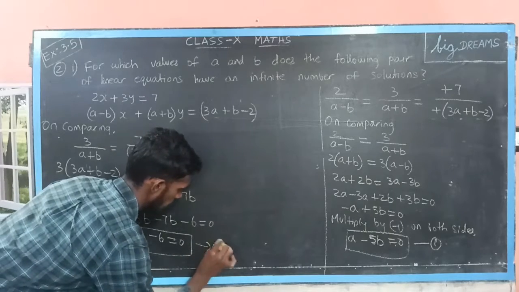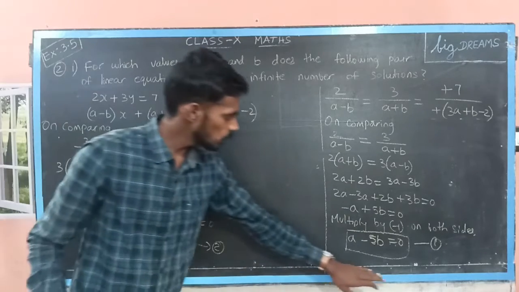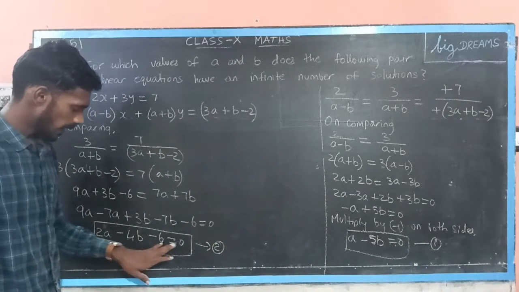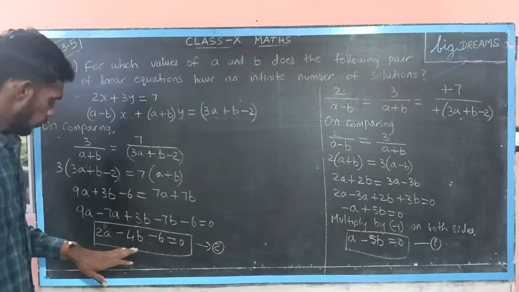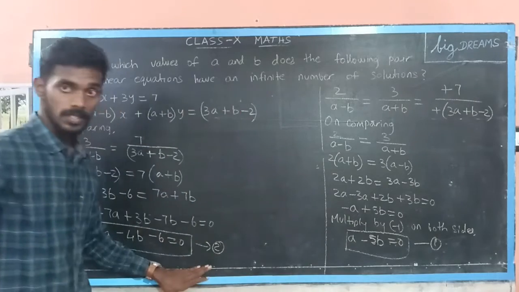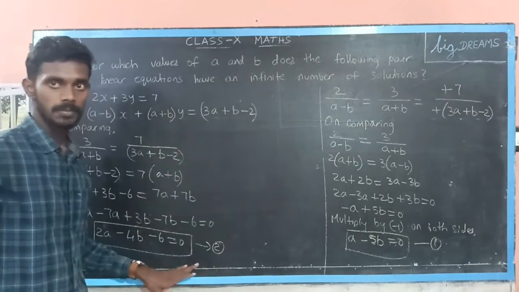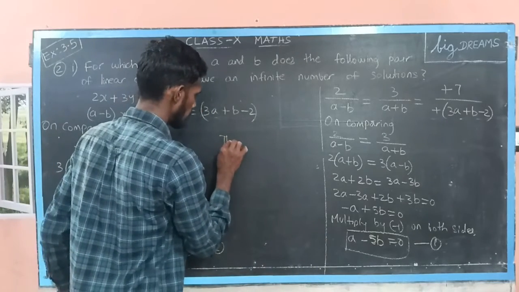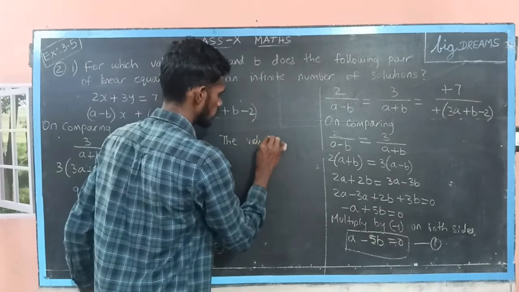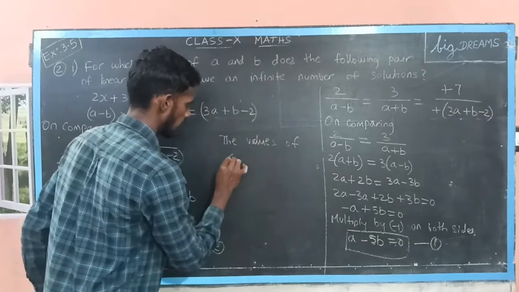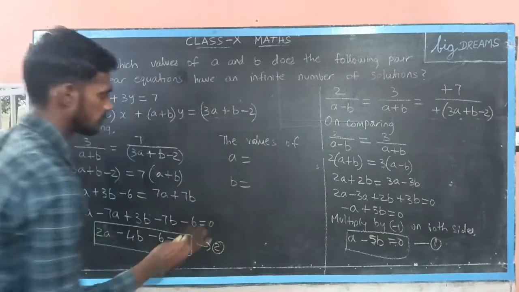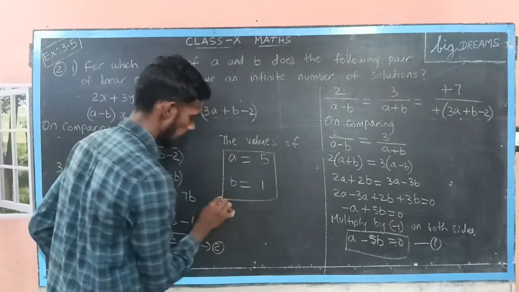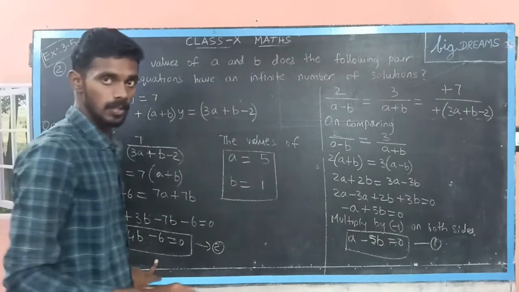Mark this as equation number 2. Now I am having two equations, a minus 5b is equal to 0, then 2a minus 4b minus 6 is equal to 0. Now we have to solve these two equations by using the cross multiplication method. On solving these two equations, we will be getting the values of a and b as 5 and 1.